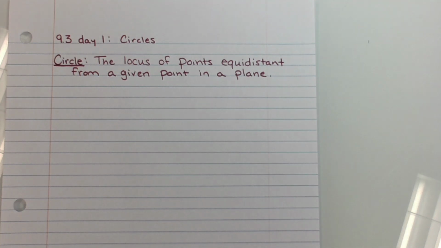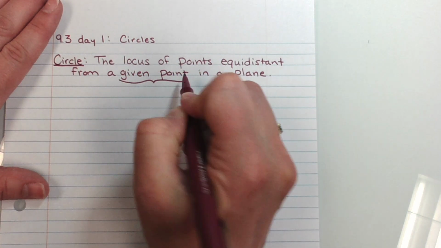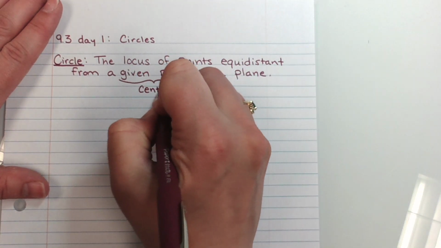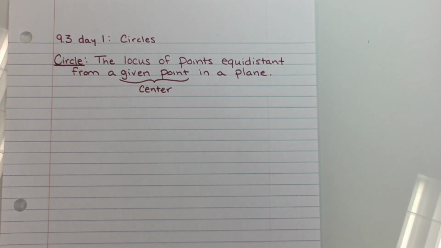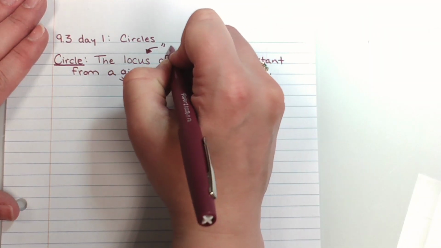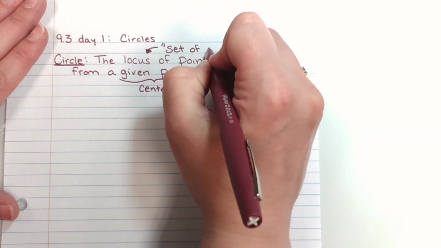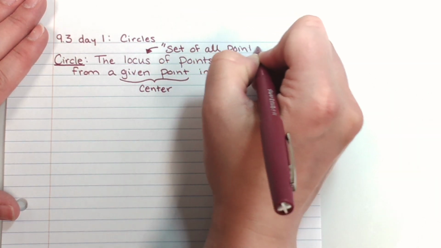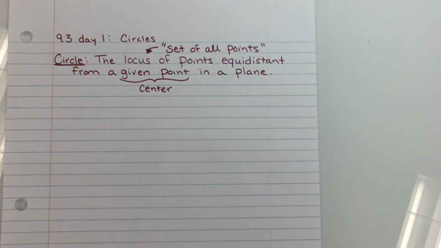Okay, a couple things to break down about this definition. First off, that given point that you're equidistant from is the center of the circle. It is in a plane because it is a two-dimensional object. It needs to be a flat object. If we didn't have the words in a plane in there, we'd be talking about a sphere. Locus is probably the thing that people are like, please define that one. And it really comes down to set of all points. It's technically a little more complicated than that, but that's really what it comes down to.